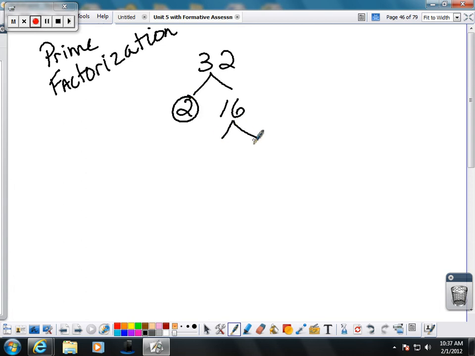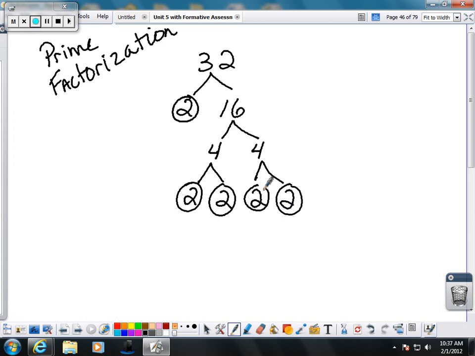Then I come down here and I break down 16. Is 16 prime? No, it's not. But 16 equals 4 times 4. And our 4, is 4 a prime number? No, it isn't. I know it's not, because I can multiply two other numbers to get 4. I can do 2 and 2. 2 is a prime number, so I'm going to circle it. I'm going to go over here, 2 and 2. 2 is a prime number. I'm going to circle it.